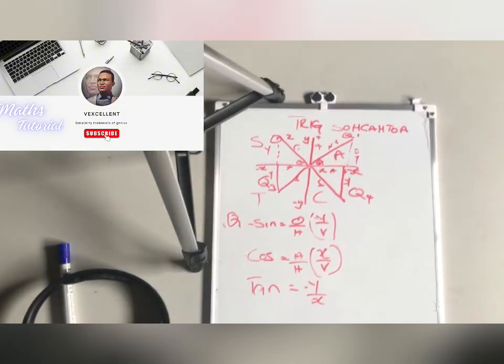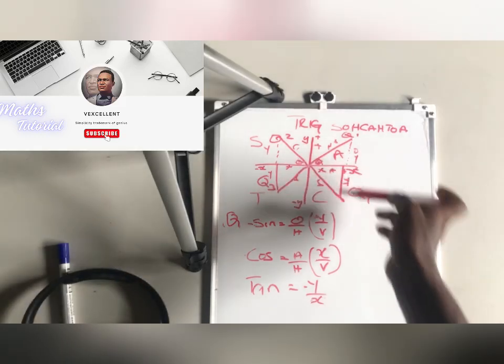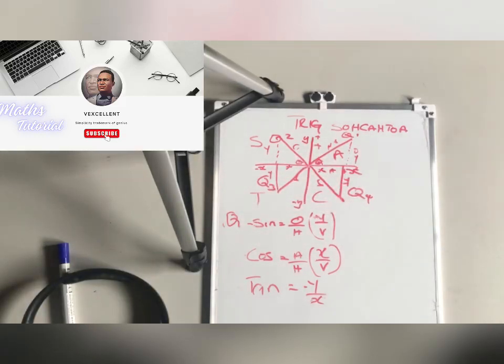Then with those trig ratios, now we know that in the first quadrant all of them are positive. In the second quadrant only sine is positive. In the third quadrant tan is positive. In the fourth quadrant cos is positive.